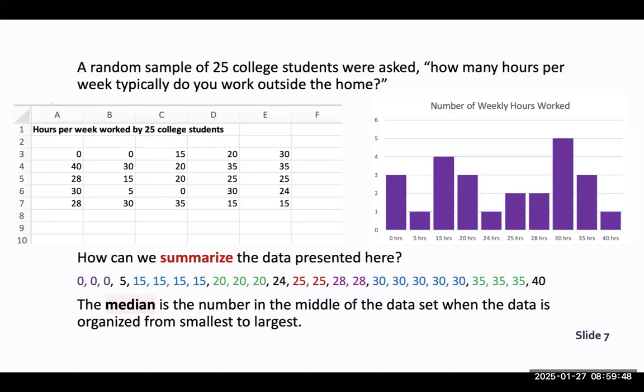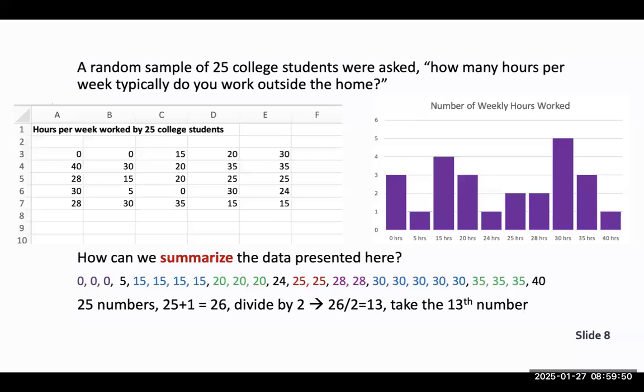but it would be easier if we had a formula to get there quicker. And here's the formula. You take how many pieces of data you have, and you add 1 to it. And then you take that number and you divide by 2. So here I have 25 pieces of data. I'm going to add 1 and I get 26. I divide 26 by 2 and I get 13. So what I'm going to do is I'm going to take the 13th number.